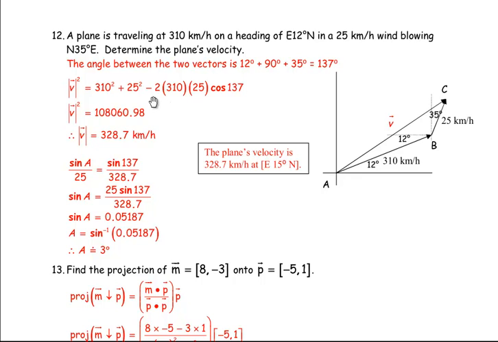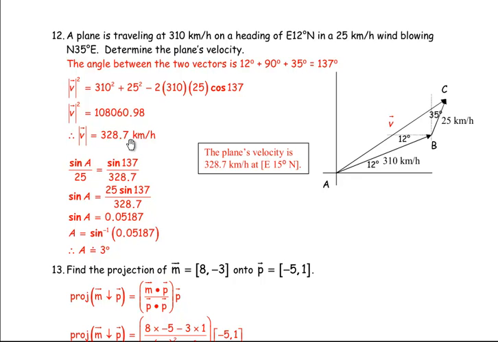And so when you multiply negative 2 by 310 by 25 by that negative value, that'll actually end up being a positive value that will be adding to whatever 25 squared and 310 squared add to. So be careful of that when you do that calculation. So that's what that all works out to be. We take the square root, we get 328.7 kilometers per hour.